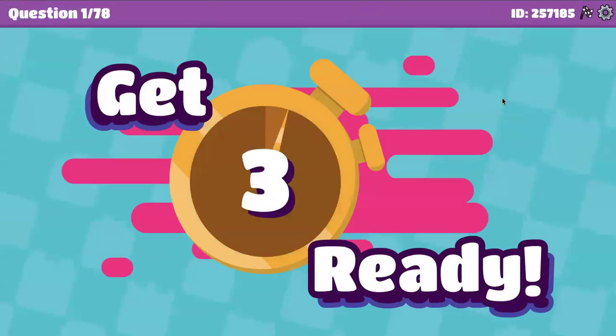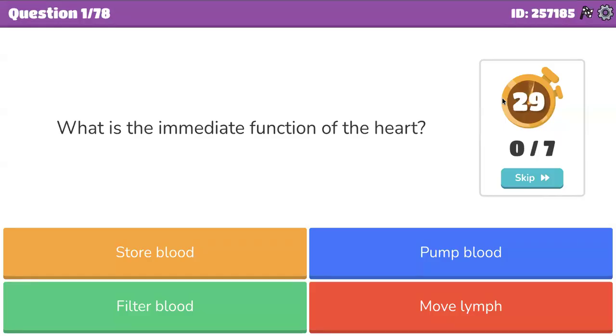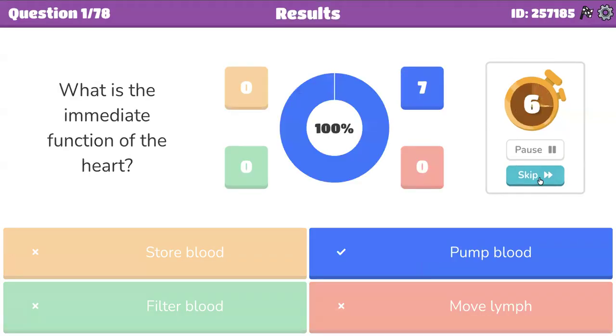Okay, let's start. There's going to be 30 seconds per question. What is the immediate function of the heart? Is it to store blood, filter blood, pump blood, or move lymph? It is to pump the blood.